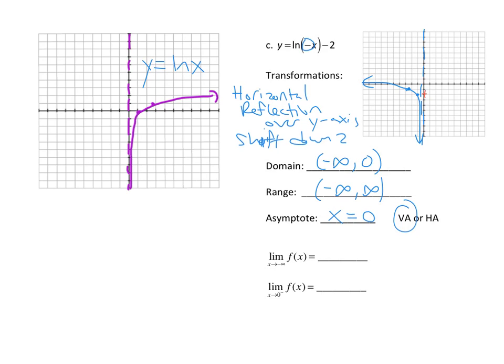And the limit as x approaches negative infinity, as we head towards negative infinity, the graph is increasing, so it'll approach infinity. And this little minus after that 0 is called a left-hand limit. So that means what's happening to the function as we approach 0 from the left side. And as we approach 0 from the left side, the graph is heading down to negative infinity.